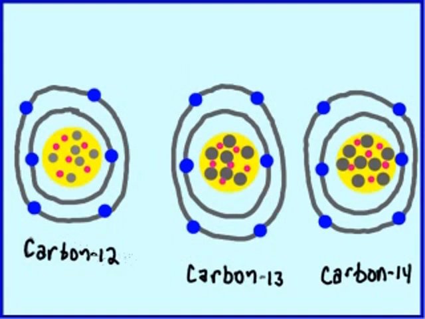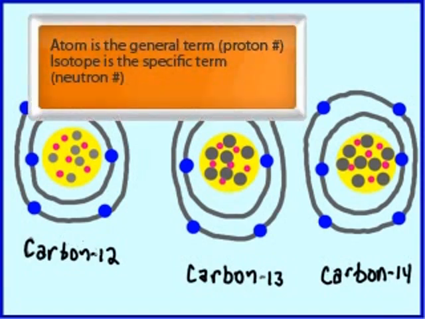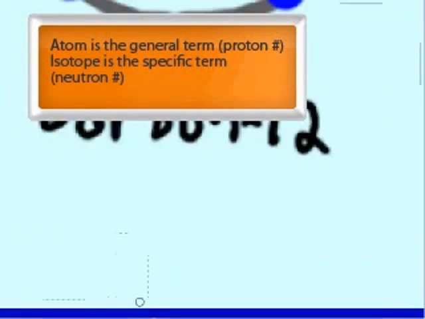So carbon 12 is an atom of carbon, carbon 13 is an atom of carbon, carbon 14 is an atom of carbon. And there's another word that's basically the same as atom. The word is isotope. Carbon 12 is an isotope of carbon. Carbon 13 is an isotope of carbon. Carbon 14 is an isotope of carbon. And isotopes and atoms are the same, except they just differ in the number of neutrons. So each of these is an isotope.